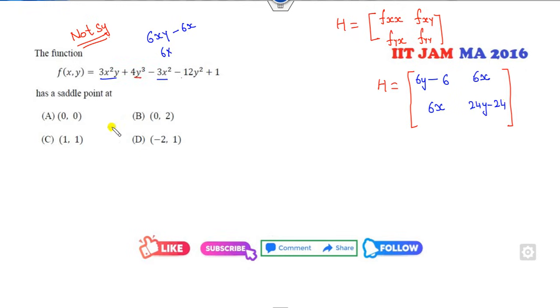Fine. Now, saddle point. What is the definition of the saddle point? The first value should be 0. So once it will be 0, it means y should be 1. Fine. Now, once y is 1, this option and this option are cancelled. Clear?